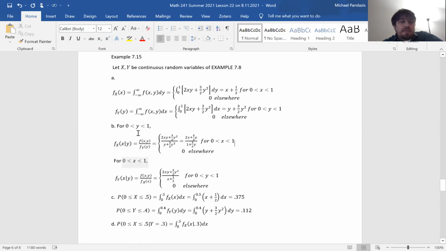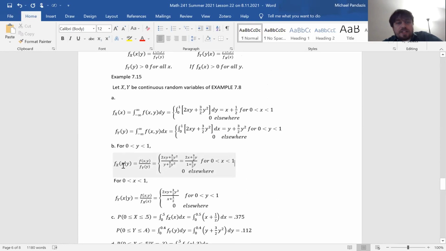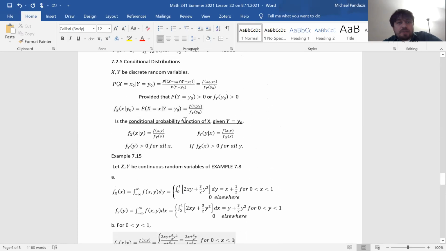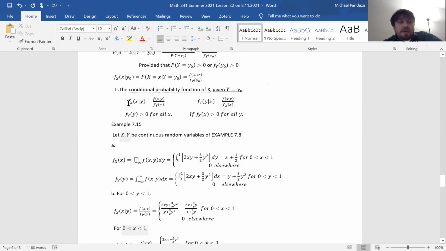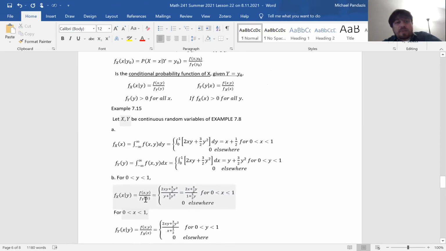Okay, for B, for y strictly between 0 and 1, we're going to find this function, which is the conditional probability function of x. And so now this is equal to this expression. And so that's why we have this expression here, but just instead of y naught, it's y. So then that's this. Well, that's equal to, well, what is f of x? F sub y of y is equal to this, which we already found.